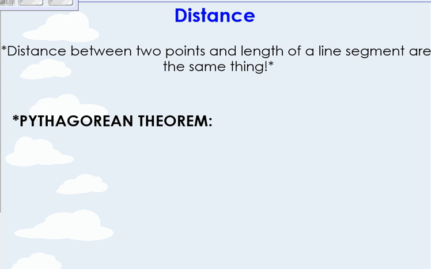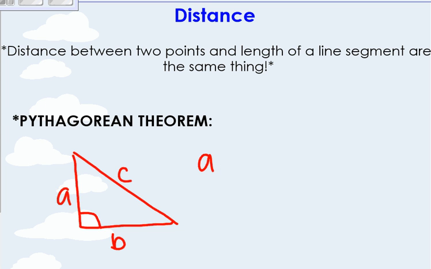So when we're talking about distance, the Pythagorean theorem is really what it's based off of. We have a distance formula, but again, we get that from the Pythagorean theorem. And the Pythagorean theorem says that for any right triangle, a squared plus b squared will equal c squared. So for any length that we have, we can find that length by finding a and b, squaring them both, and then taking the square root to find that value of c.